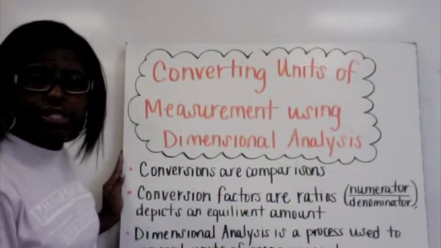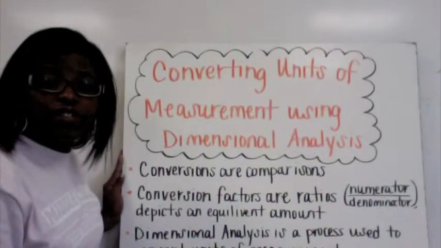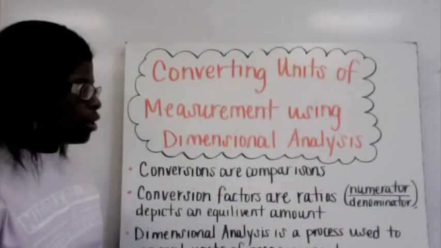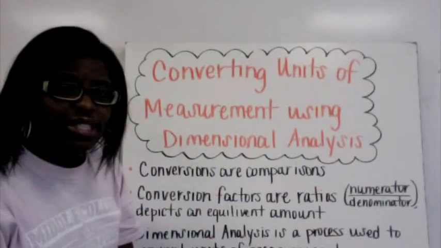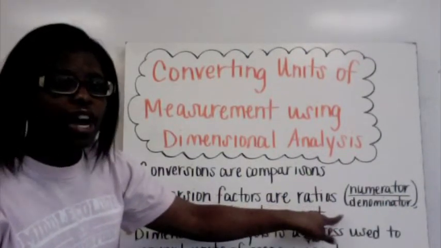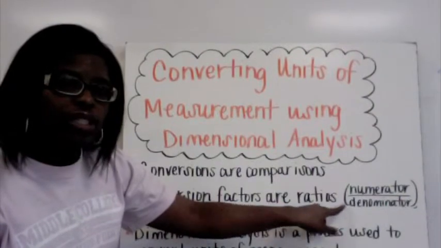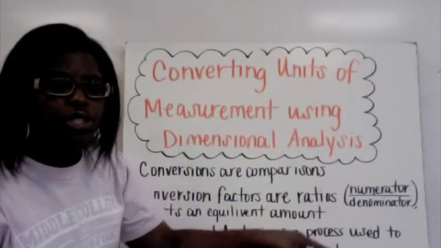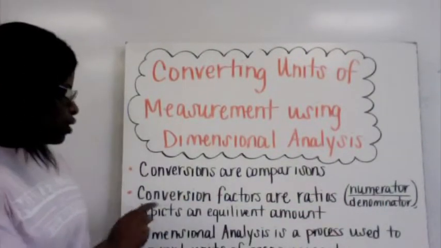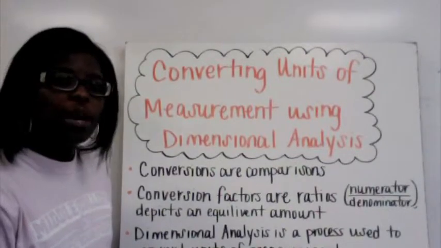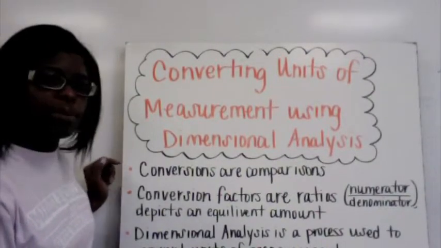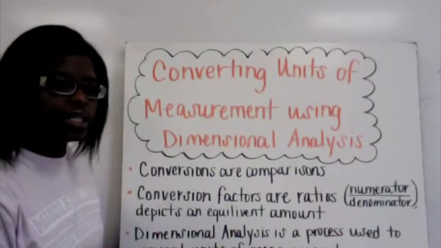Conversions are comparisons. So conversion factors are ratios. Remember, ratios can have a colon, but they also can have a fraction. When we're doing our fraction, the top portion is our numerator, the bottom portion is our denominator. The ratio depicts an equivalent amount. Remember, we're trying to compare something, so we need to know what the equivalent amount is.